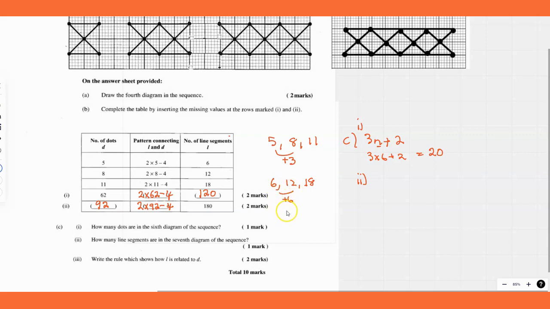You can see that it's the 6 times table, so the nth term for it is going to be 6n. So n here has to do with the position. The 7th position would be 6 times 7, so 42.